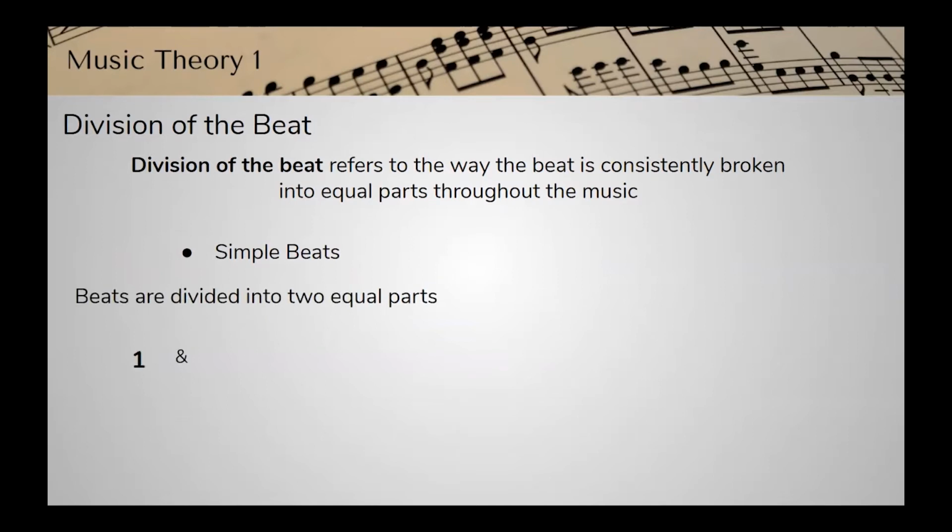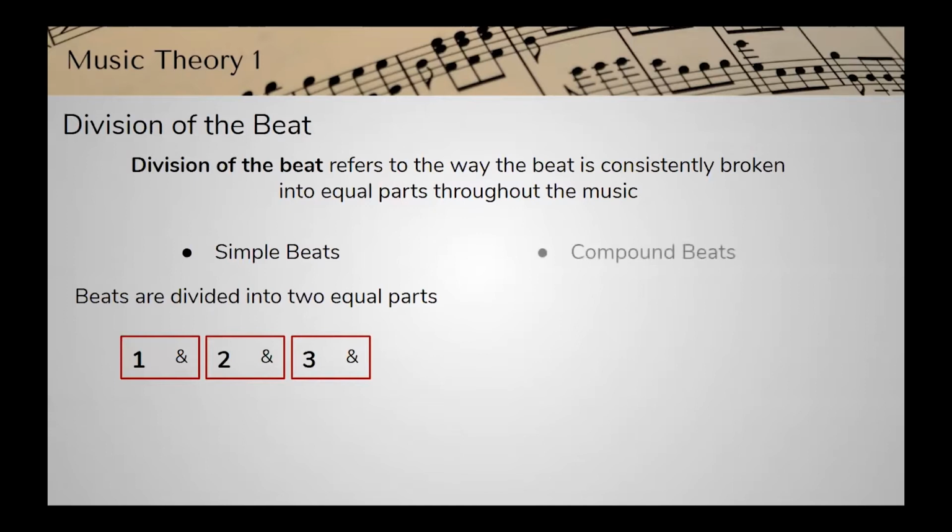Okay, so you might have one beat, and if it consistently feels like the beat sounds like this, 1 and 2 and 3 and 4 and, right? So each beat is consistently divided into two parts, and we're calling them 1 and 2 and, like that. Then that's what's called a simple beat. Simple just means that the beat is consistently divided into two equal parts. So 1 and 2 and 3 and 1 and 2 and 3 and.